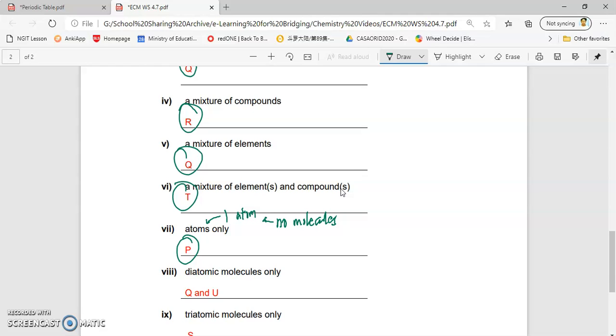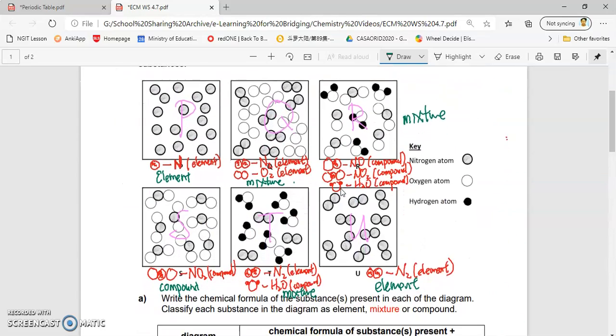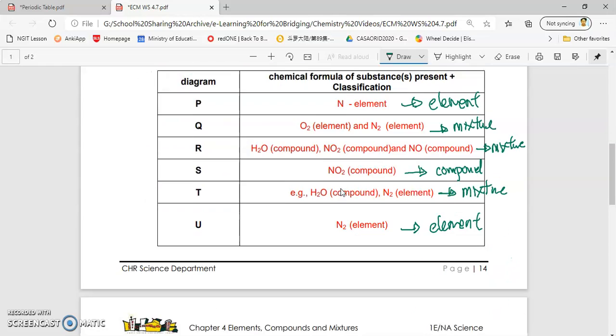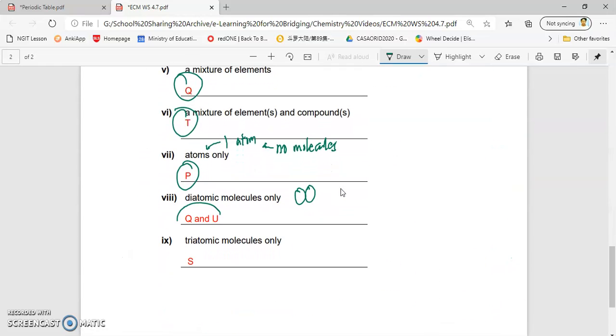Which one consists of diatomic molecules only? That means it's made up of two circles like this. Okay, diatomic molecules. If you look at it carefully, you can see Q consists of diatomic molecules only. This one is monatomic, so nope. This is diatomic, yes. This one has diatomic, but there's also triatomic, so nope. This one is triatomic, so nope. This one has diatomic, but it also has triatomic, so nope. U, you see, is 2 by 2 by 2 by 2 by 2. So therefore, Q and U consist of diatomic molecules only.